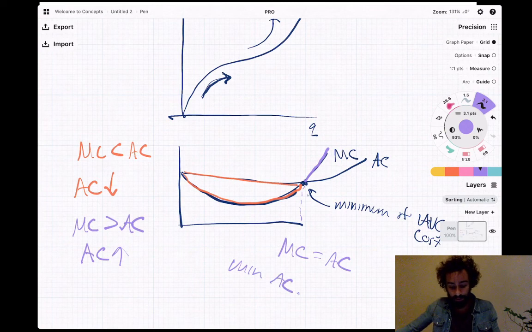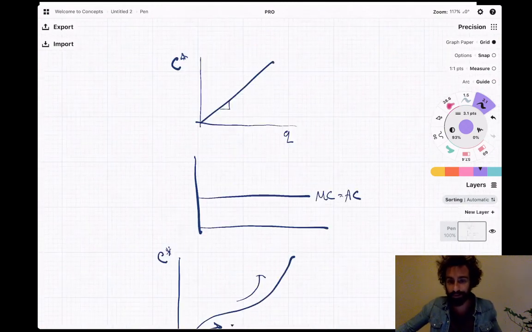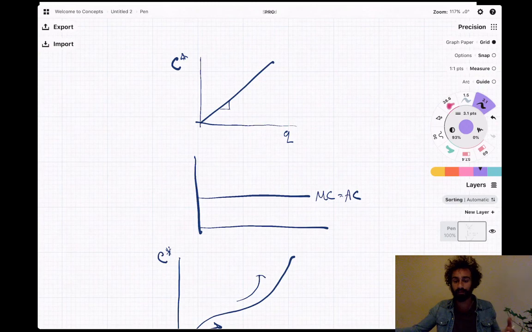And that's actually true up here also. It's just that the minimum is everything, right? Every point is a minimum. So there's nothing incongruent between these two examples.